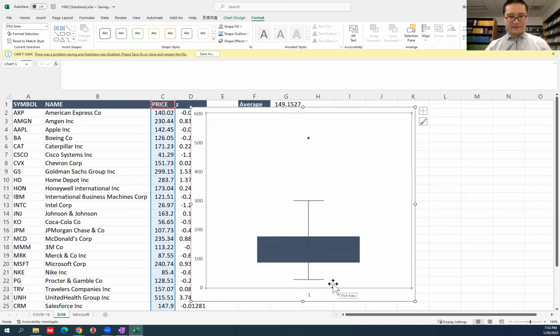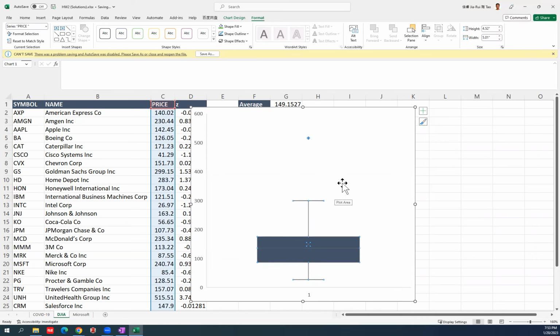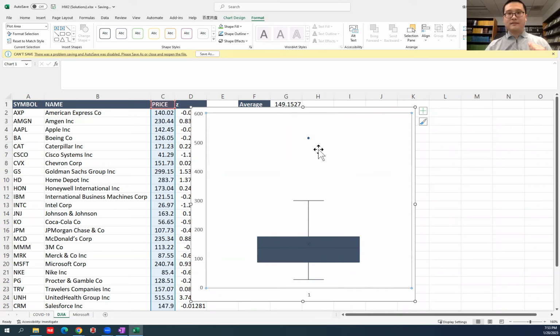Any tentative answers? Would that be the outlier on the other end? Good try. Unfortunately, no. Remember, as we discussed earlier, outliers are represented by points. We do not see any particular points, so it does not represent an outlier.